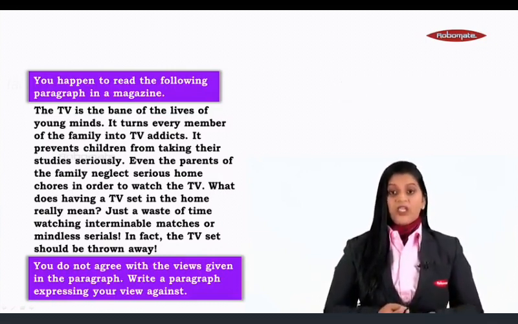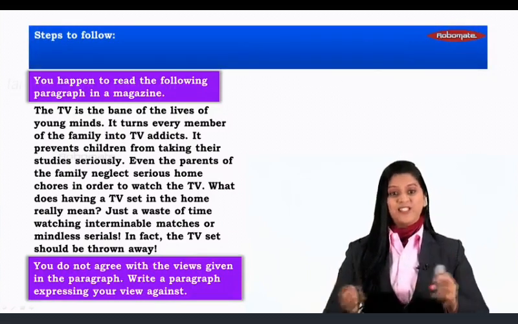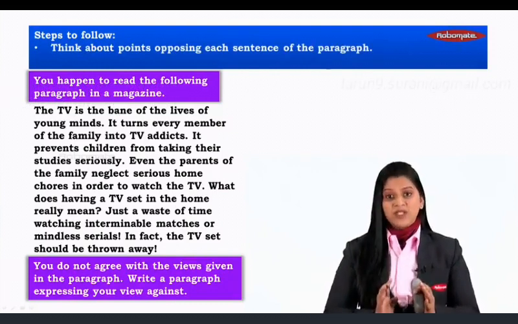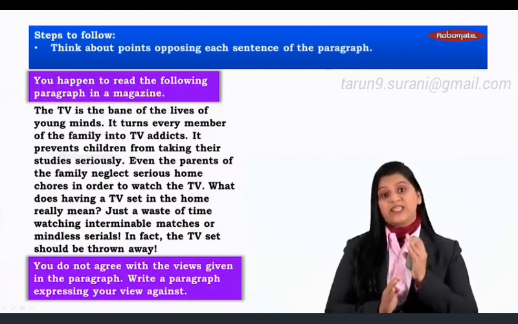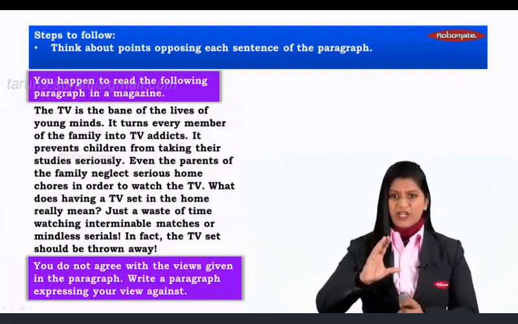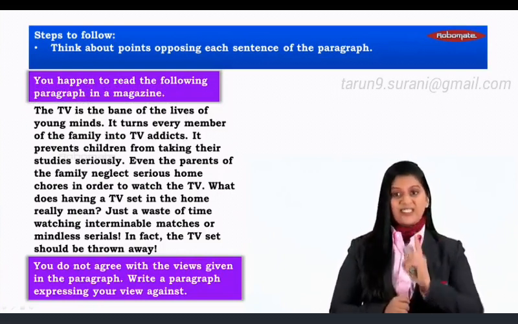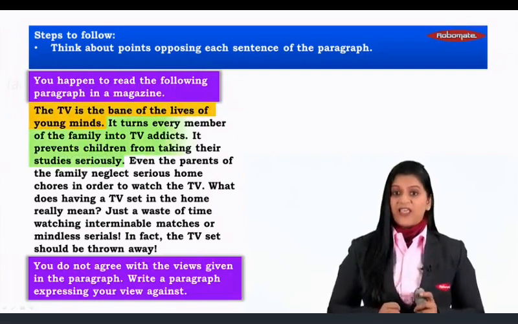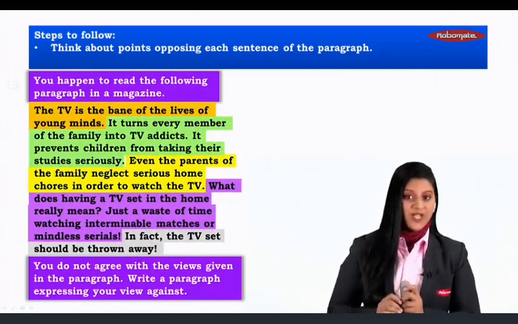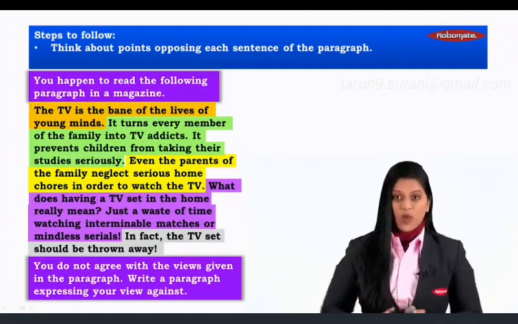Alright. Now, there are certain steps to follow. If you follow them, it becomes easy to develop a paragraph. Alright. What is the first step? Think about the points opposing each sentence of the paragraph. Now, if you observe, it's a small paragraph, and every time you're going to treat each sentence as one point. I have actually bifurcated each sentence for you over here with a different color. So the orange one is one sentence. We are going to treat it as one point.